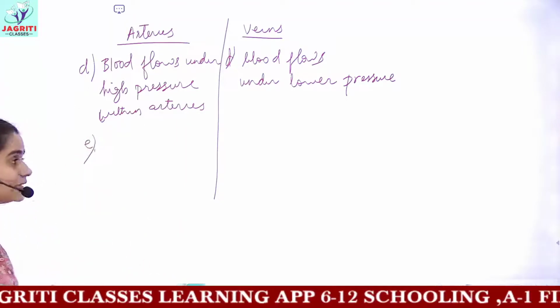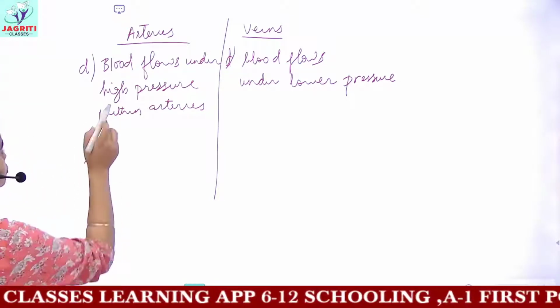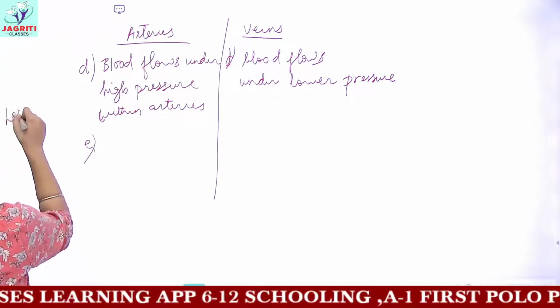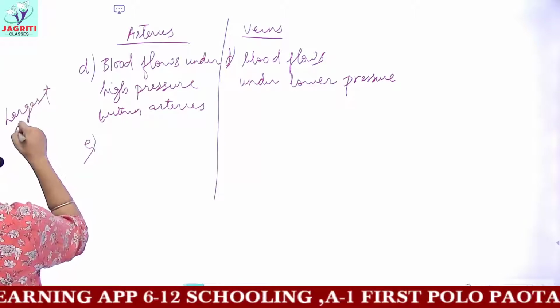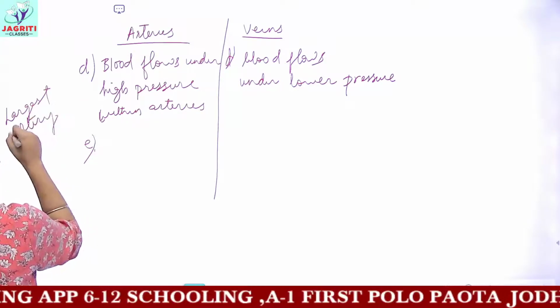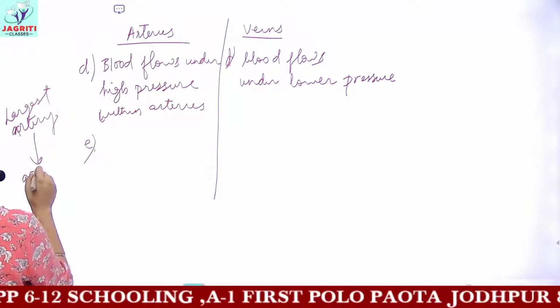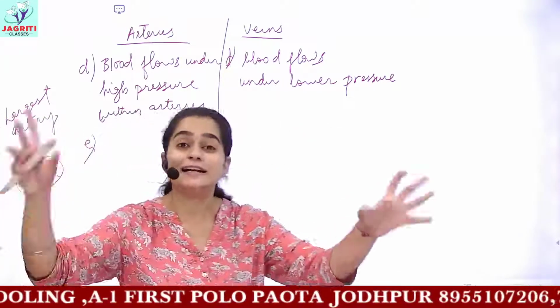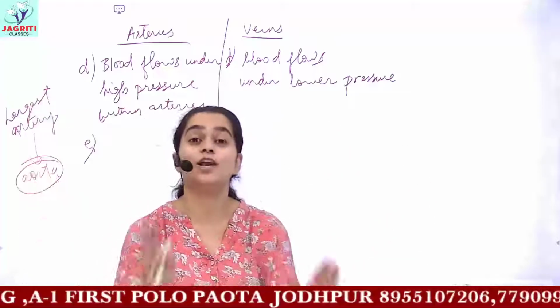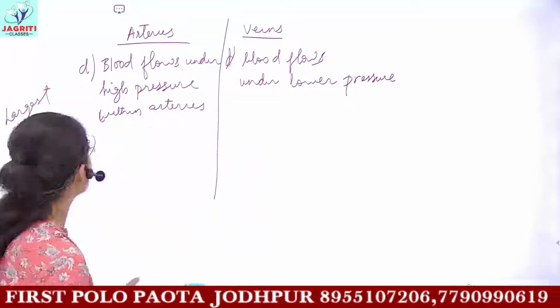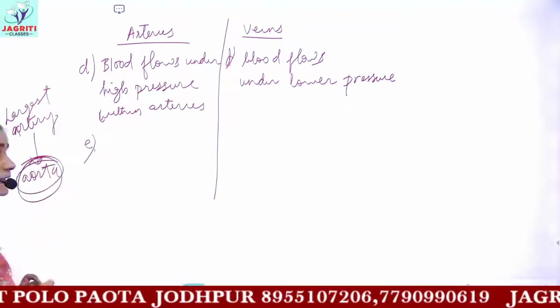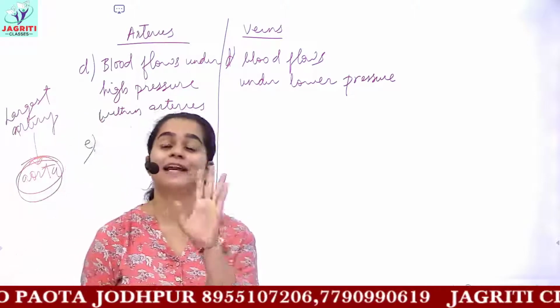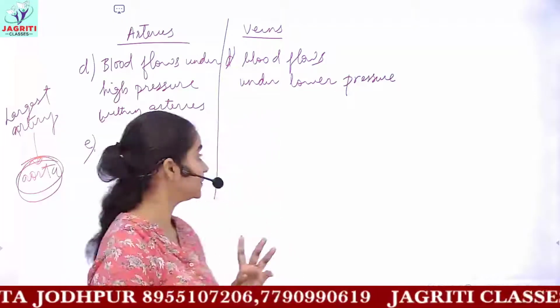Then the next is an exception. You should remember that the largest artery present in the body is the aorta. Aorta is the artery which delivers blood to all the different kinds of organs present in the body of any organism. This aorta we have seen when we were dealing with the mechanism and the 4 chambers of the heart.